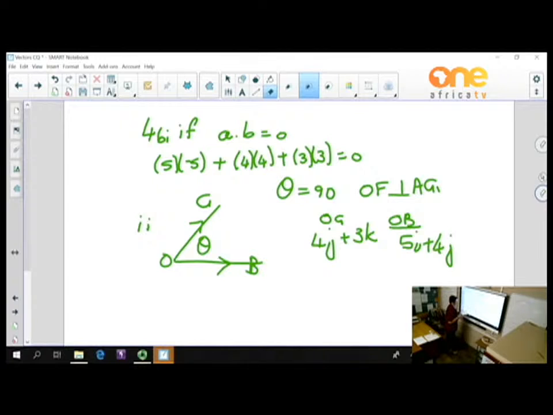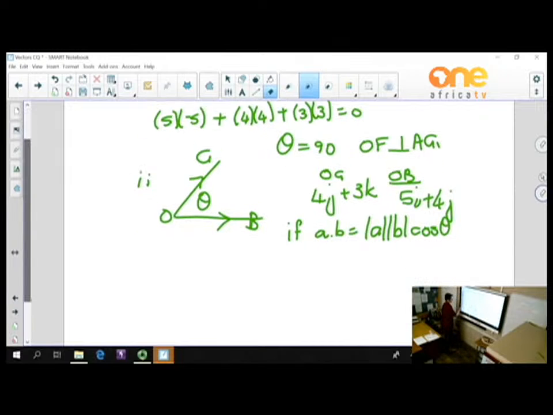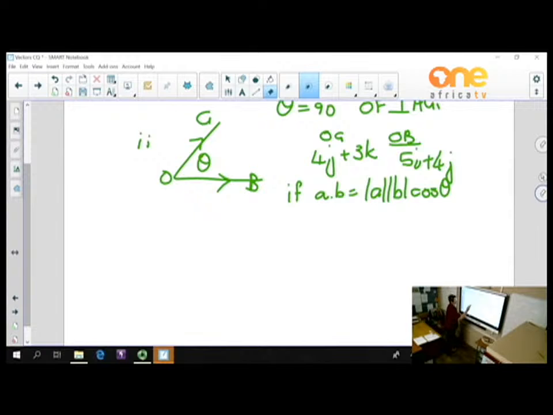And now we know when we get angles, A dot B is equal to magnitude A, magnitude B, cosine theta. There's the formula that we're going to use. Okay, so II, now you will see that there is no I here, so it will be 0 times 5.